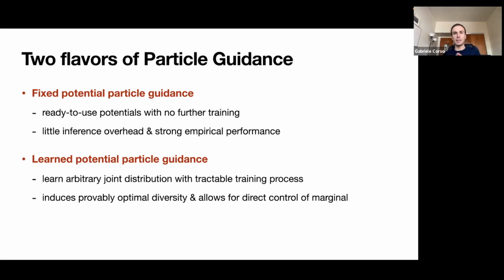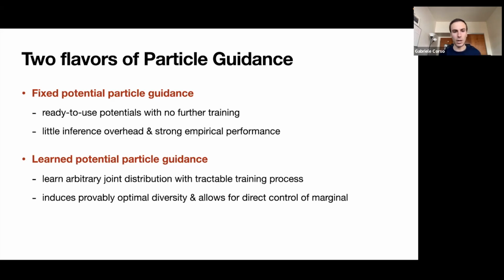Okay, so these are some of the interesting connections with other fields, but let's get into more details of the way that we actually use and instantiate particle guidance. We are going to look at two different flavors. The first is using fixed potentials. Here we are using handcrafted potentials that require no further training and have, we'll see, little inference overhead and very good empirical performance.